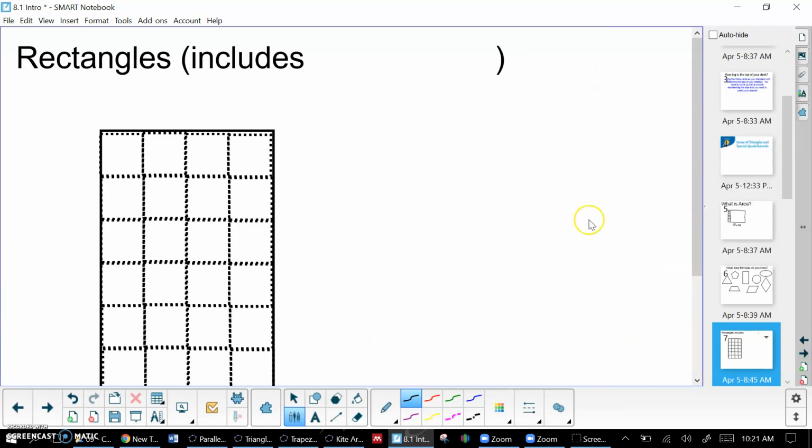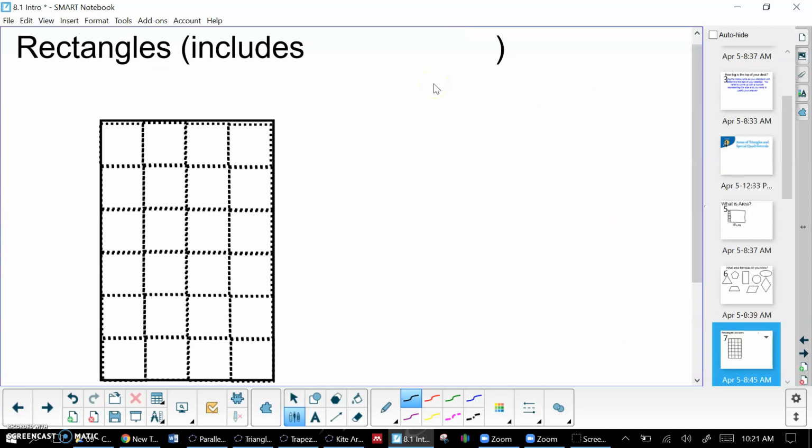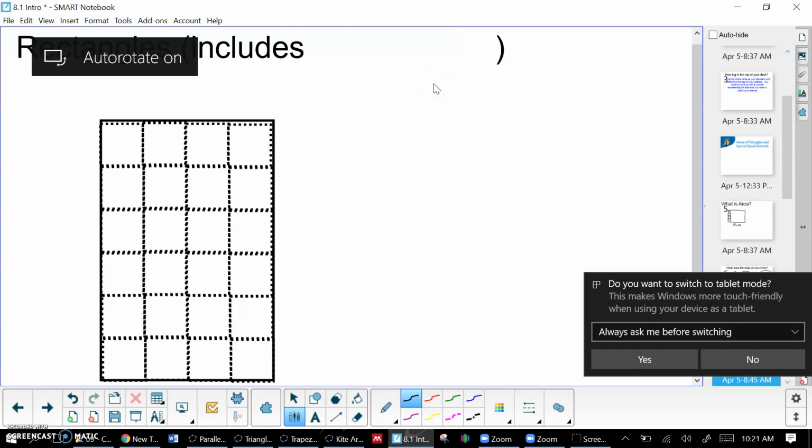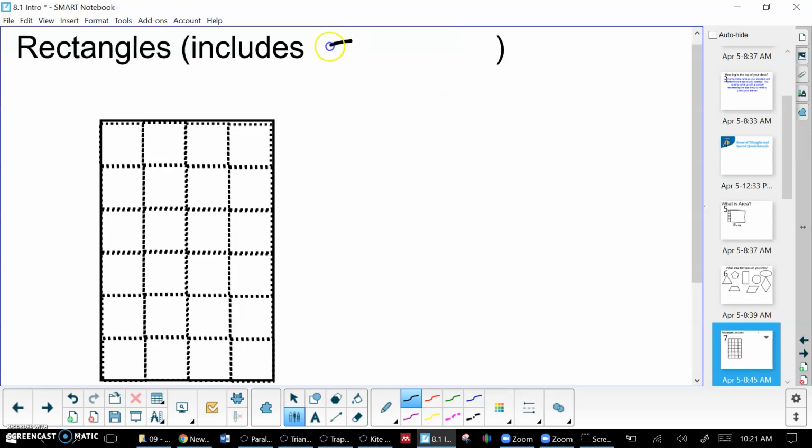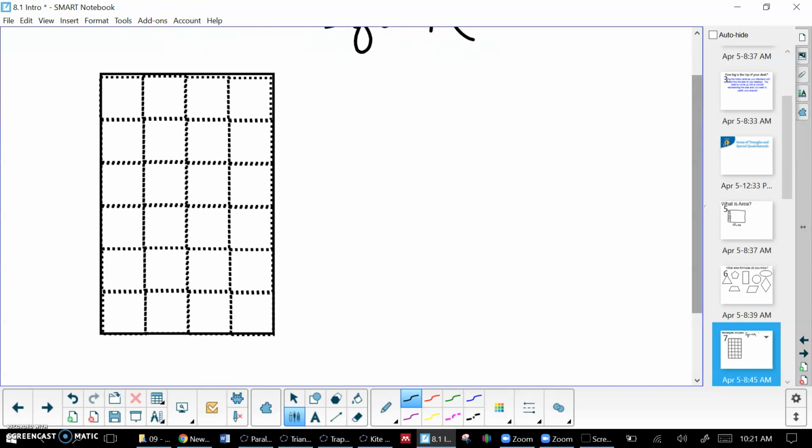So the first thing I want to do here is just talk about the simplest case, rectangles, which also, of course, includes squares along with it. So if you ever see a rectangle or a square, these are the same formulas. And so this just goes back to thinking about what multiplication is.